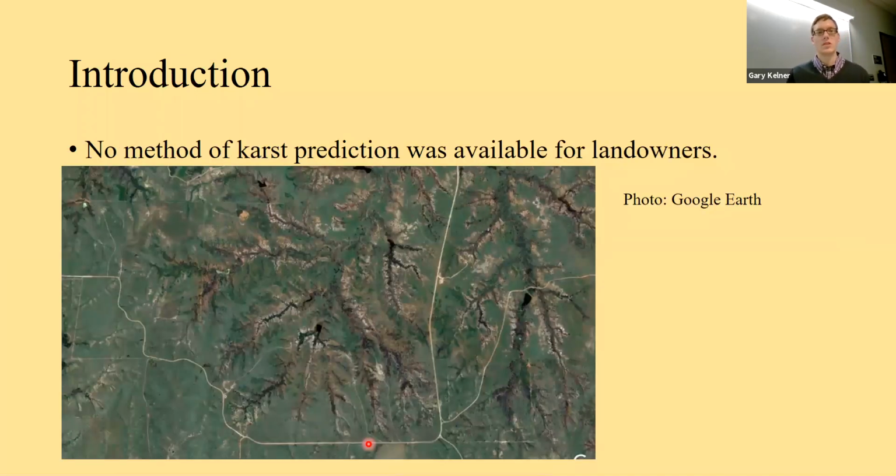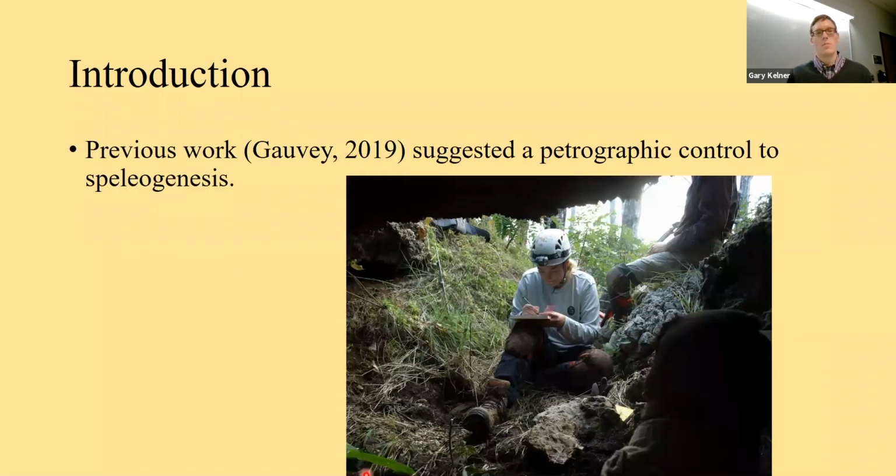At the time of this research, no method of karst feature prediction was available to the landowners. This photograph is from Google Earth, showing the 4,000 acre ranch where this research was conducted. Previous work by Caitlin Gavi, a previous master's student, suggested a petrographic control to karst feature formation within Barber County, Kansas.